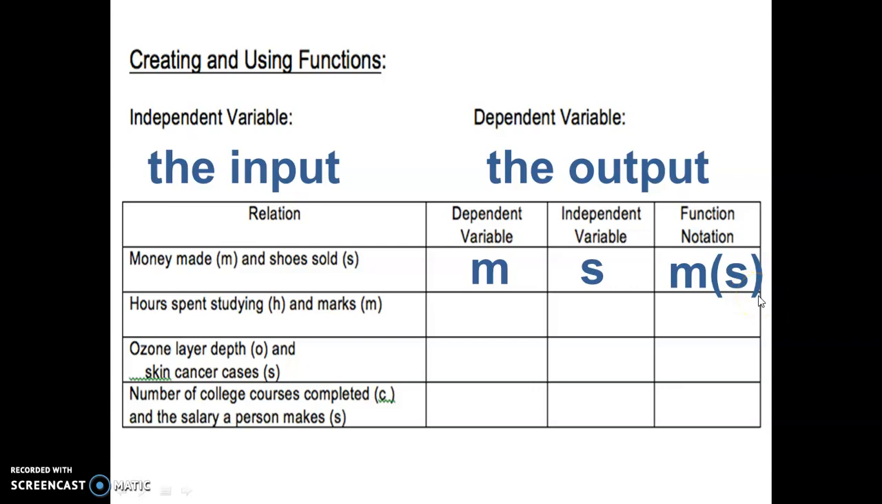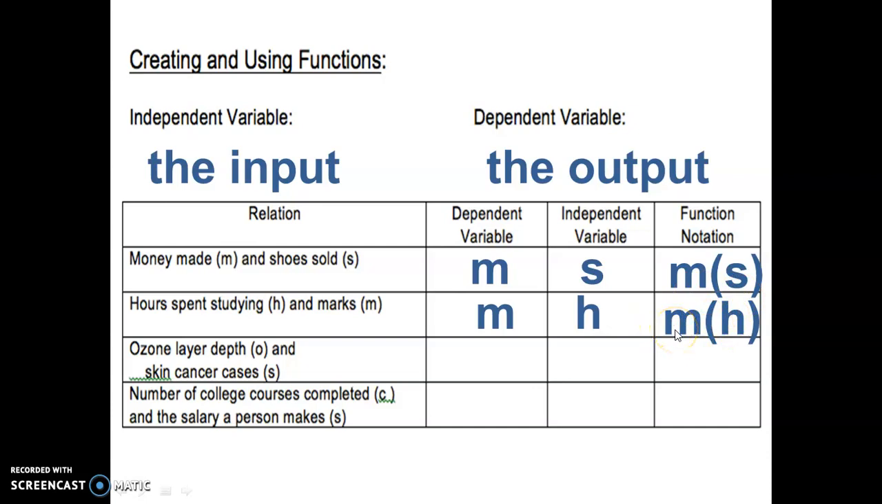Let's try the next one like that. Hours spent studying and marks or grades earned. So what would be the function notation for that one? In this case, the marks depend on hours spent studying. So the marks you earn depend on hours. So marks depend on hours, which is independent, and the function notation then is marks as a function of hours. So the hours are the input, the marks you get are the output.